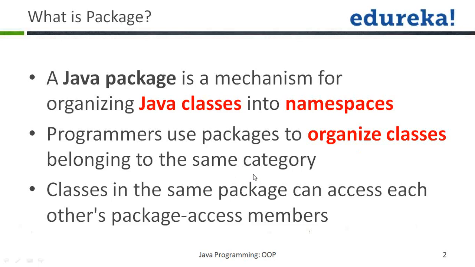So whatever classes you make in your application, there could be 4 classes that provide a particular functionality in your application. You would like all the 4 classes to be present in the same package name. So you make a package and within that include all the classes which are of the same category or similar type. Classes in the same package can access each other's package access members. They can use the objects that are present in different classes, so classes present in the same package can interact with each other. So this is what a package is.